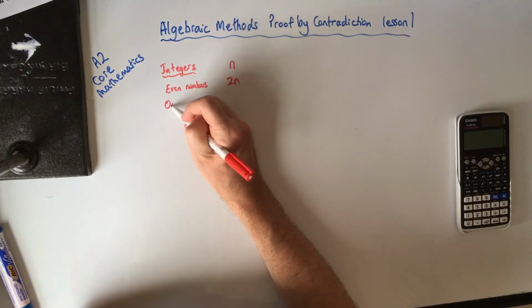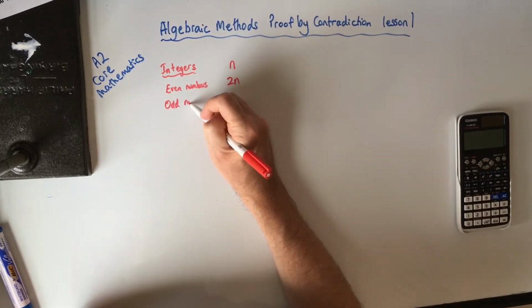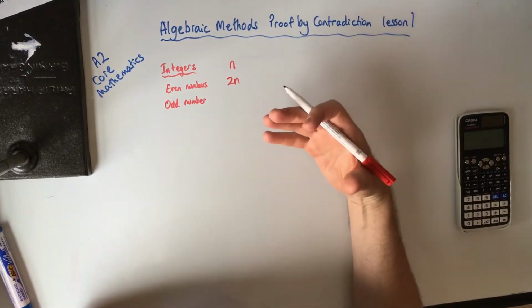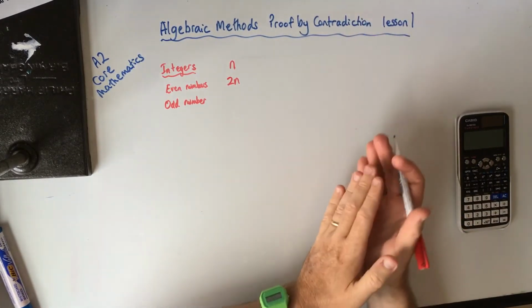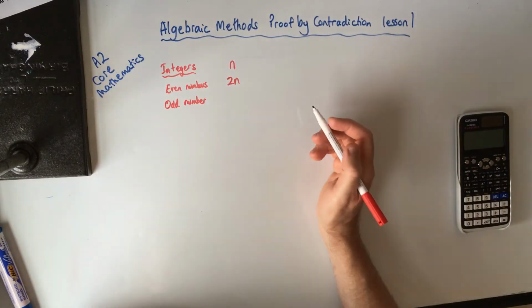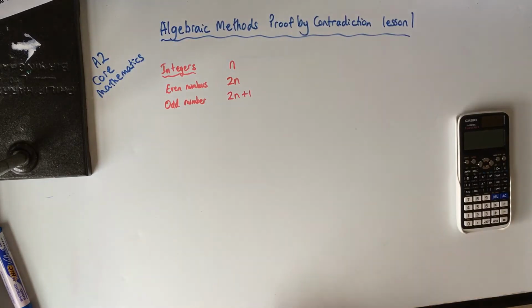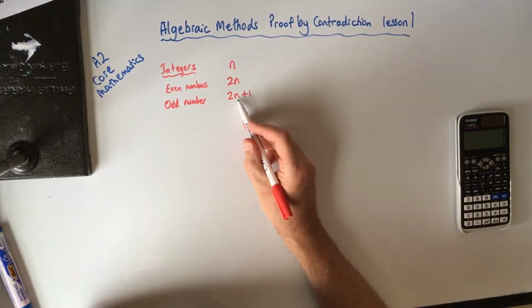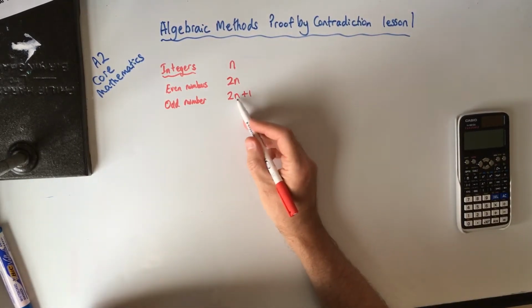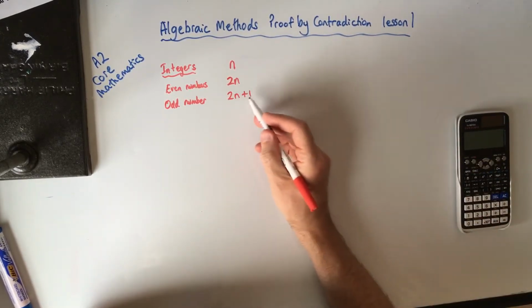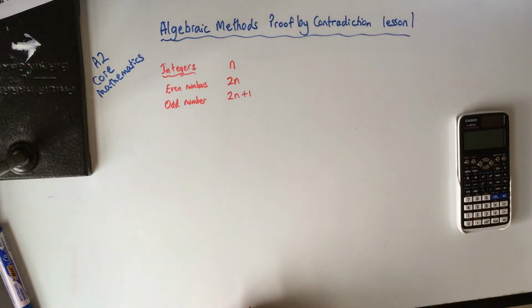If we wanted to represent an odd number algebraically, the way that we can do it is that it's always one more or one less than an even number. So we can write it as 2n plus 1, but we could easily just write it as 2n minus 1 as well. That would always represent any odd number, no matter what the value of n is. If n was 5, 2 5s are 10, plus 1 is 11, it's an odd number. If n was 6, 2 6s are 12, add 1, it's 13, it's an odd number.